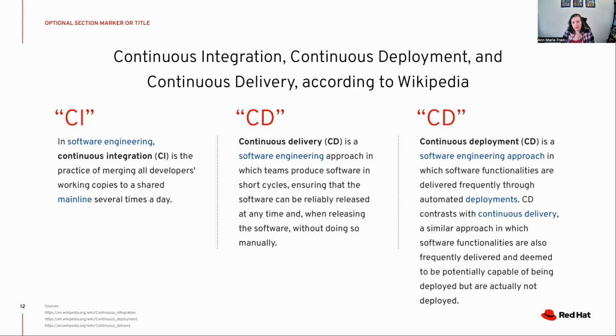Contrast this with continuous deployment. That's a software engineering approach in which software functionalities are delivered frequently through automatic deployments. So in continuous delivery, the software functionalities are frequently delivered and potentially capable of being deployed, but are not actually deployed. Now, people often use these terms loosely, which is why in the rest of my presentation, I pretty much will just say CI/CD, and it doesn't really matter in this context whether we're talking about continuous delivery or continuous deployment.